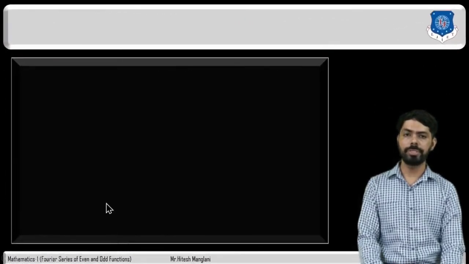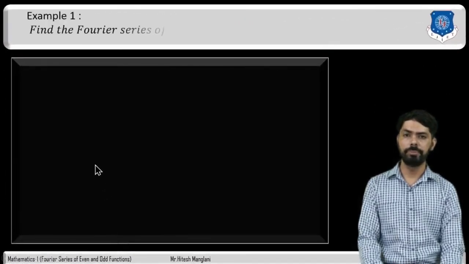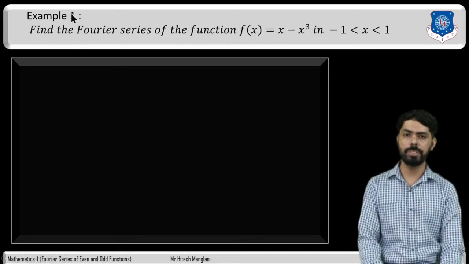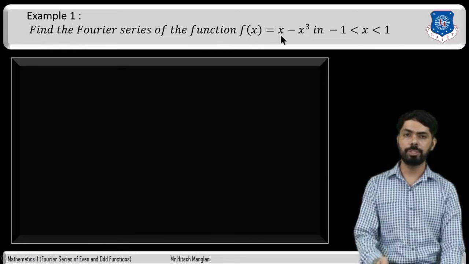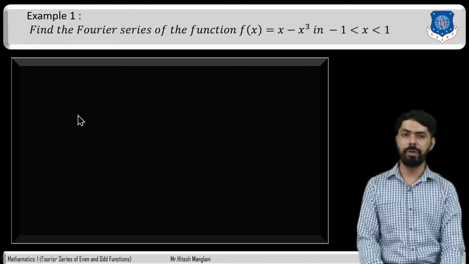Now, let us discuss an example related to this. First example, find the Fourier series of the function x minus x cube in minus 1 less than x less than 1. So here first of all we will have to check whether the function is even or odd.